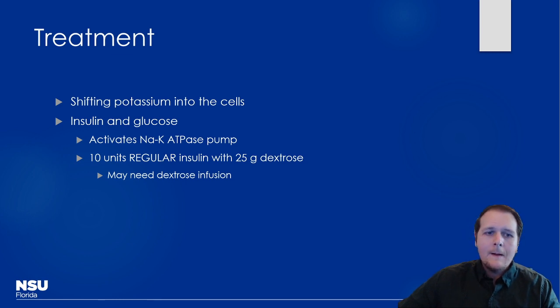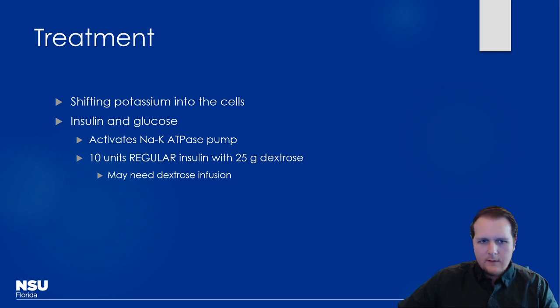So in this case here, we're going to use 10 units of regular insulin along with 25 grams of dextrose typically, right? The glucose itself doesn't really do a whole lot of good, but we give the dextrose along with the insulin because we don't want to bottom the patients out. We don't want them to be hypoglycemic, because then we have to treat that anyway. So 10 units of regular insulin.